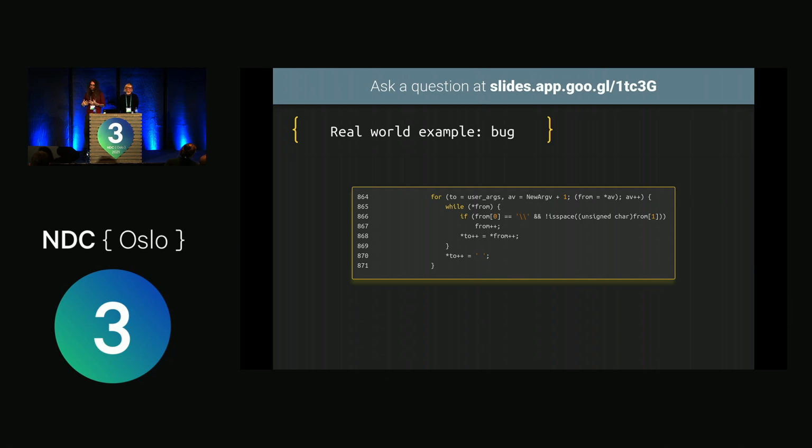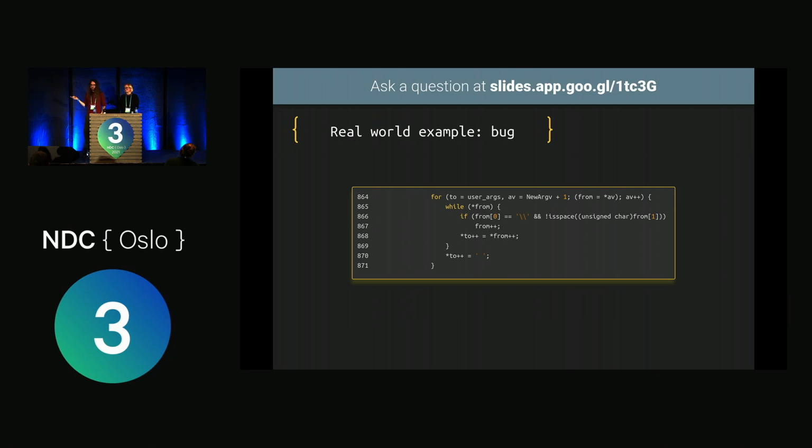So it's checking, are we currently at a backslash? Because this is handling escape characters somehow. And then it's checking, is the next character not a space character? Which means a space character, at least from isspace's point of view, is a new line, a space, a tab, whatever. And if this is not a space character, like if it's ABC or whatever, it will go into this if block and increment from, which means we skip the backslash.